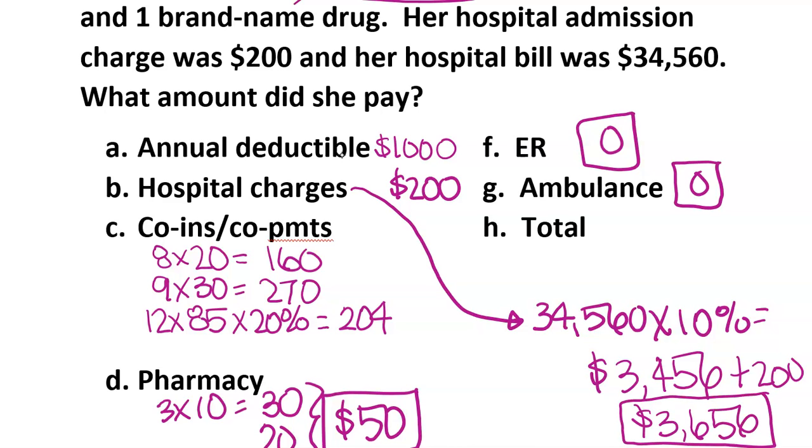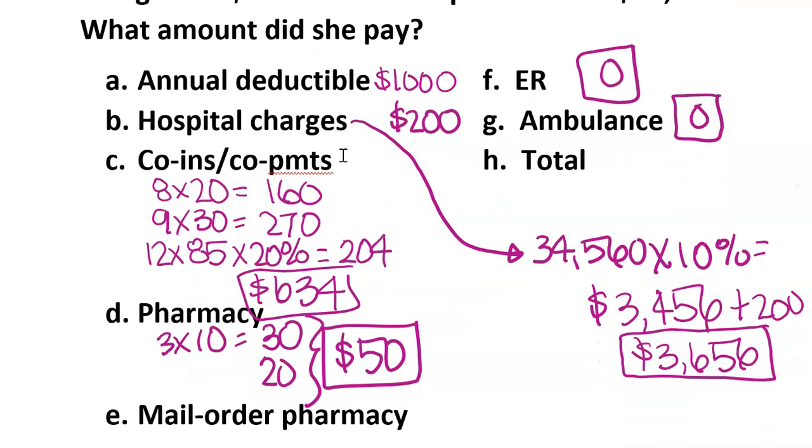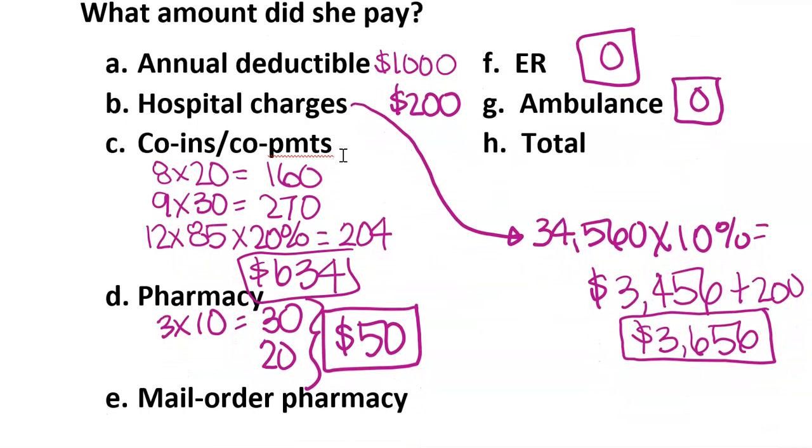And for the other one, 160 plus 270 plus 204. This total is 634. And then, of course, we're going to add them all together. So 3656, 634, 50. And there was no mail order pharmacy, so we'll put 0 there as well. So I get $5,340.